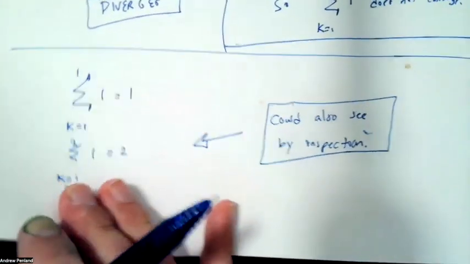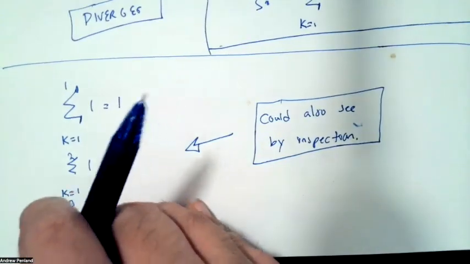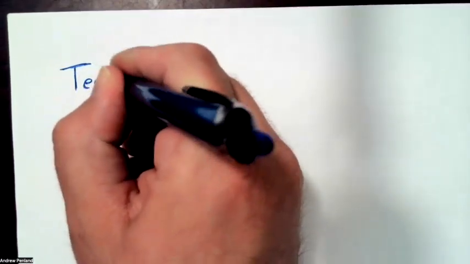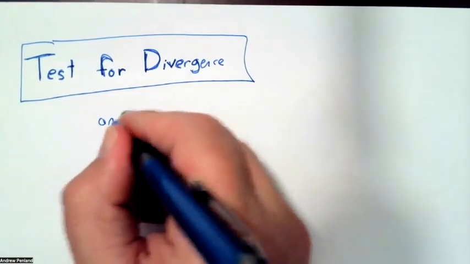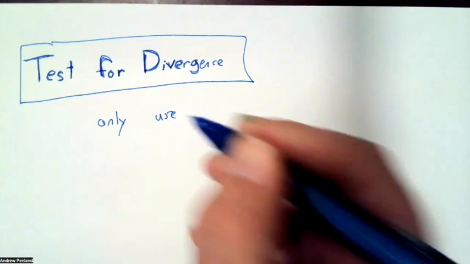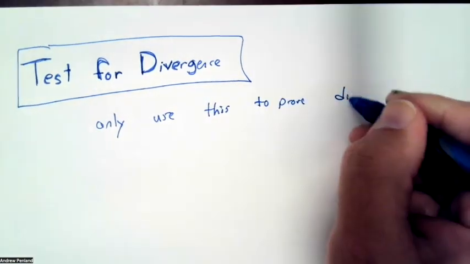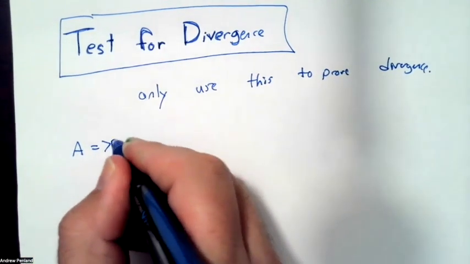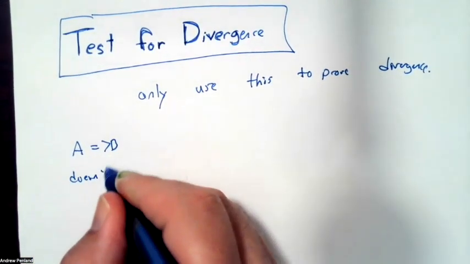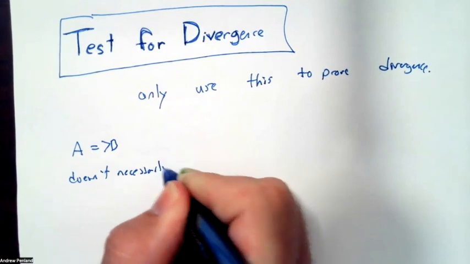Now, the test for divergence only goes one way. That's why it's called a test for divergence. And this is really important to point out to you because this is a mistake that people commonly make. You can only use this to prove divergence. You cannot use it to prove convergence. So if we have A and that implies B, that doesn't necessarily mean that B implies A.